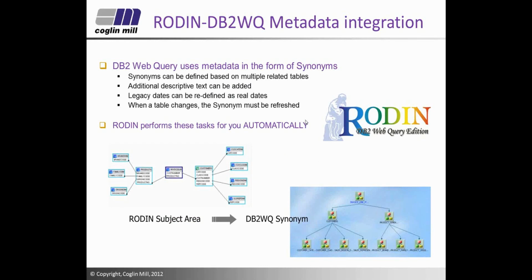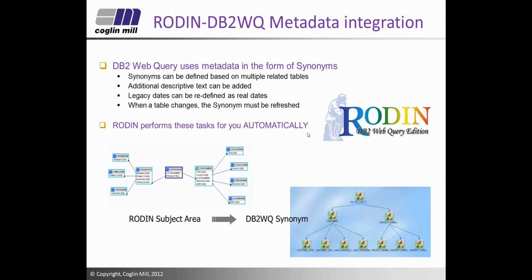We have capabilities for adding unlimited descriptive text, which allows you to fully describe the purpose of a column or a table, etc., and that text can also be exported into DB2 Web Query. So just a nice integration between the 2 products, really, because we're both native IBM i tools, we can do that very easily.